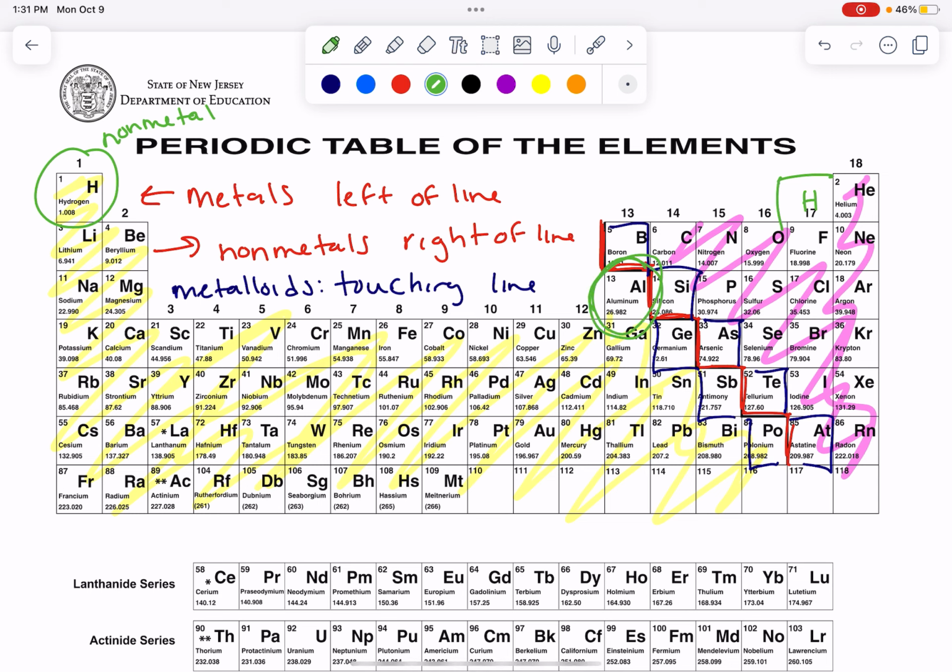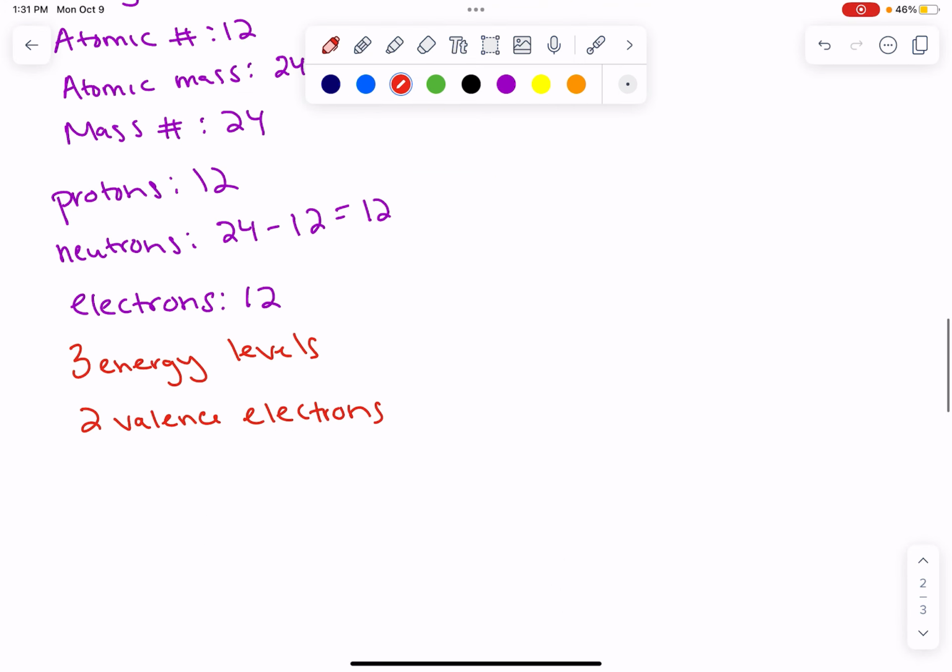Another exception is over here, aluminum is a metal. But you should know that because you know that aluminum foil is a metal. So even though it's touching the zigzaggy line, it's not a metalloid, it is a metal. Okay? So let's look back at our example of magnesium here. Since it's to the left of that zigzaggy line, we know magnesium is a metal.